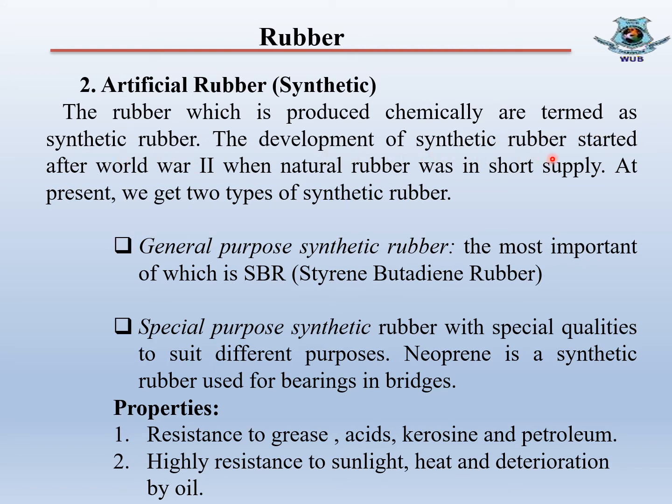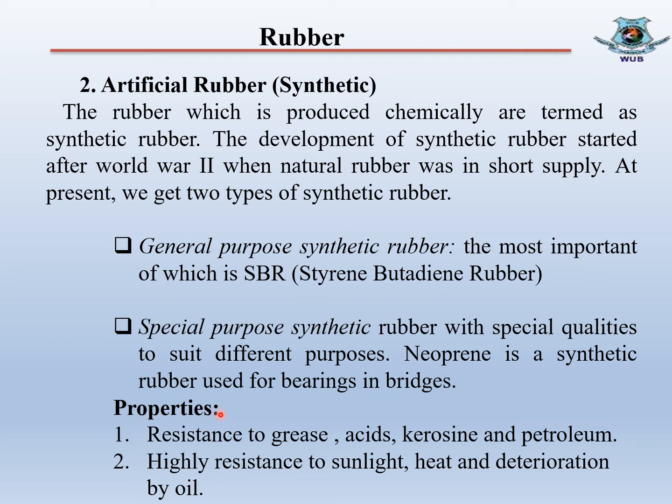The development of synthetic rubber started after World War II, when natural rubber was in short supply. At present, we get, generally speaking, two types of synthetic rubber, which are general purpose synthetic rubber, the most important of which is SBR, that is styrene butadiene rubber, and the other one is special purpose synthetic rubber with special qualities to suit different purposes. Neoprene is a synthetic rubber used for bearings for bridges.